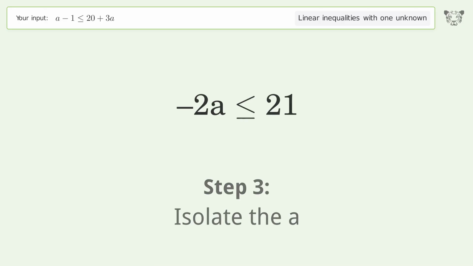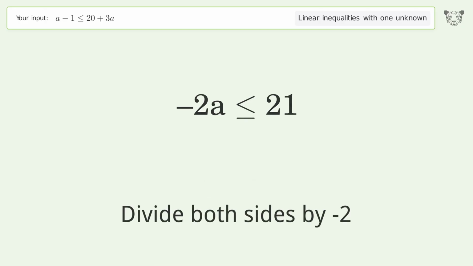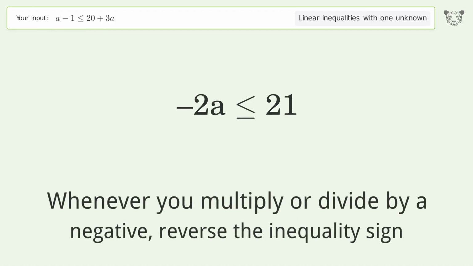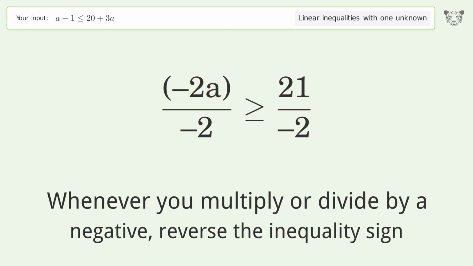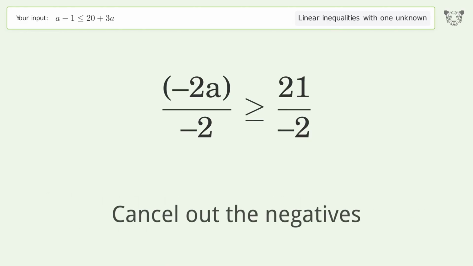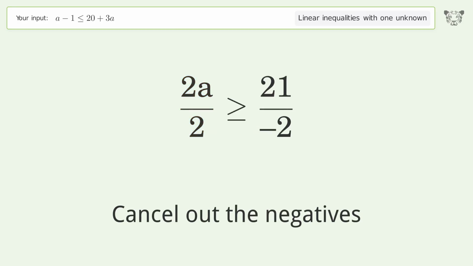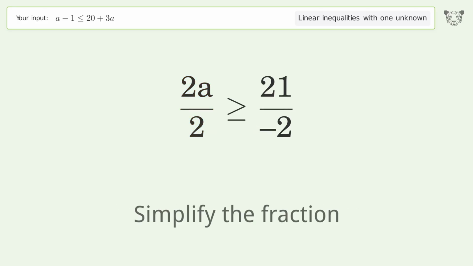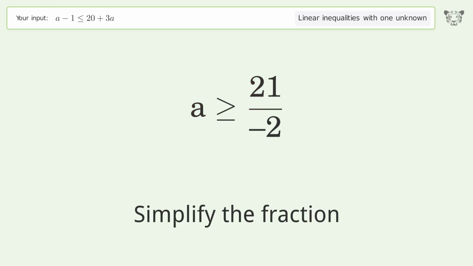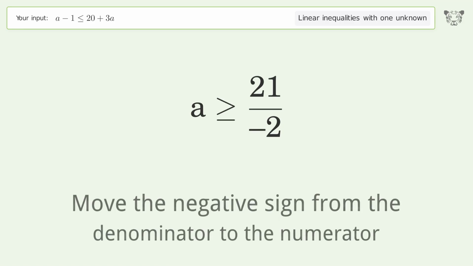Isolate the a. Divide both sides by negative 2. Whenever you multiply or divide by a negative, reverse the inequality sign. Cancel out the negatives. Simplify the fraction. Move the negative sign from the denominator to the numerator.